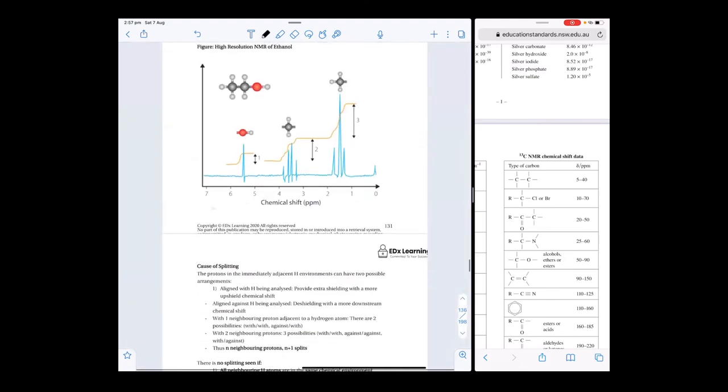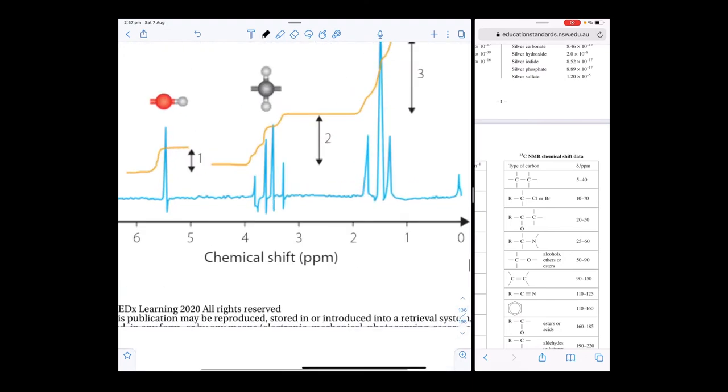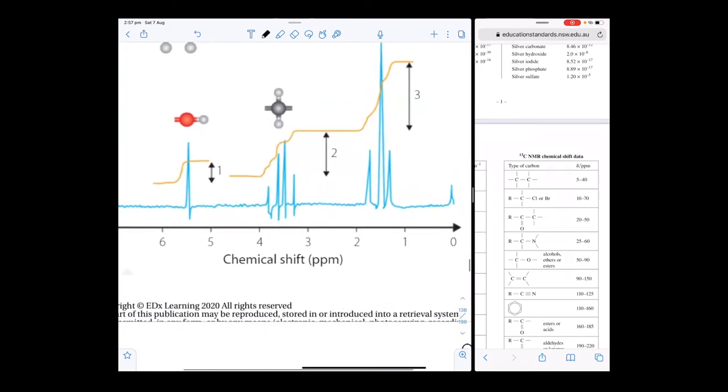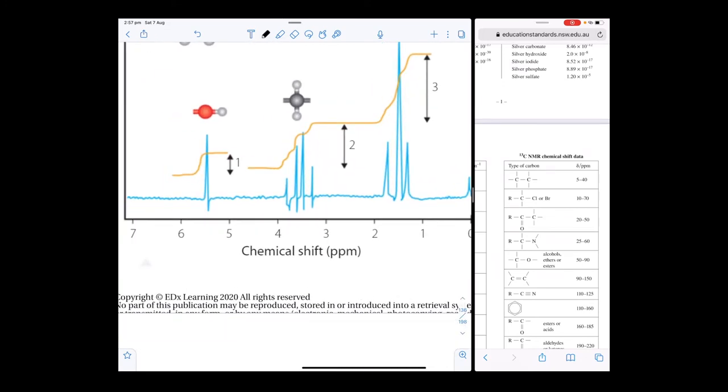Okay. Here's a question for all of you. This represents the hydrogen NMR of a carboxylic acid. Identify the structural formula of the carboxylic acid. Throwing you in the deep end now. And justify the splitting pattern observed.